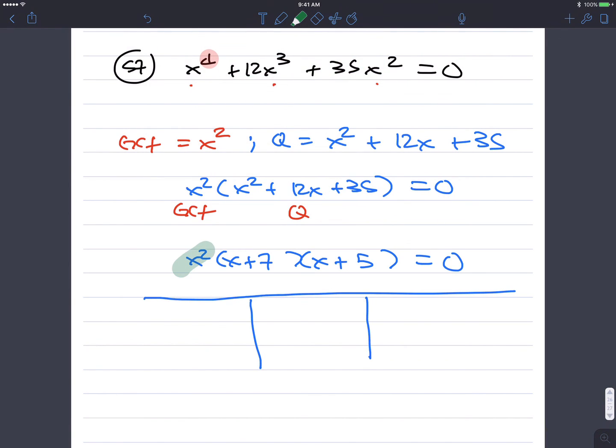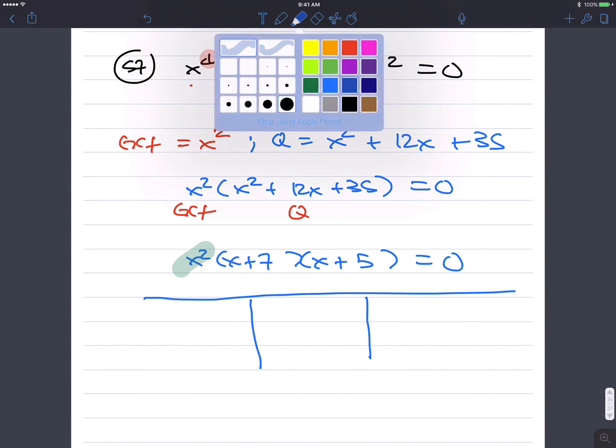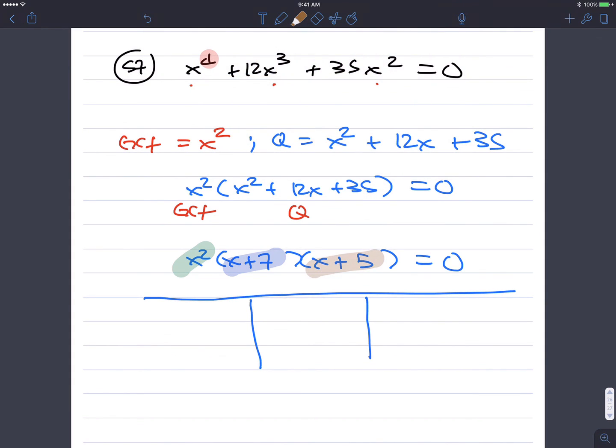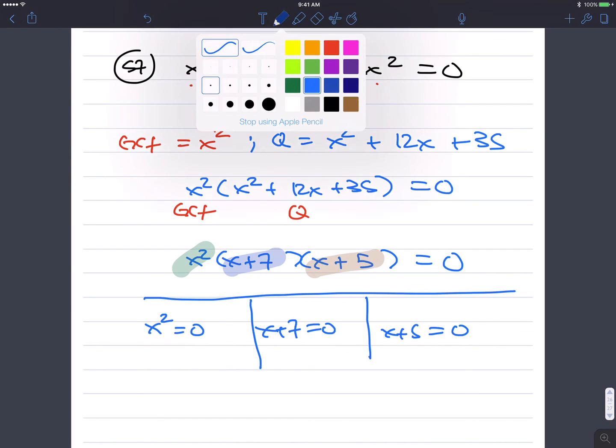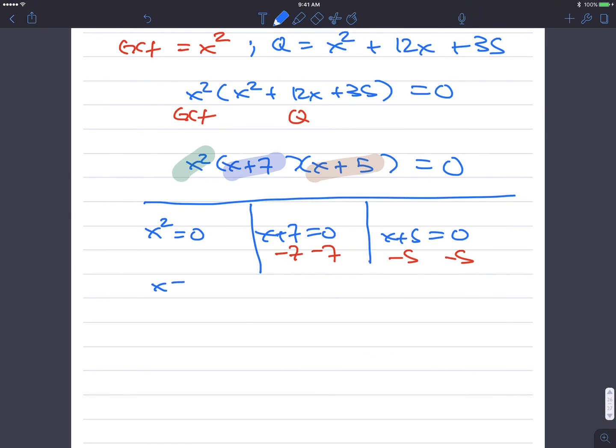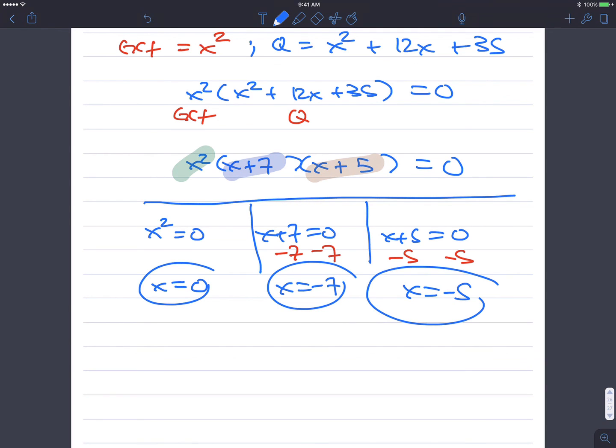Zero product rule. Now I have 3 terms. First term, second term, and again here, my third term. So I'm going to say here, x squared is 0, x plus 7 is 0, x plus 5 is 0. Subtract 7 from both sides and subtract 5 from both sides. You're going to finally get x is 0, x is negative 7, x is negative 5.